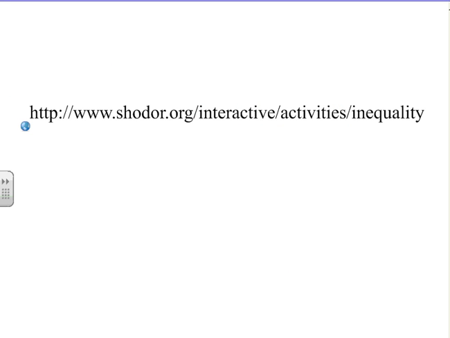I'd like to share with you also this website, http://www.shodor.org. There are some great interactive activities, and this particular location will give you a place where you could go and try and plug in some different inequalities and see what the graphs are and how the graphs will turn out and how that all relates.